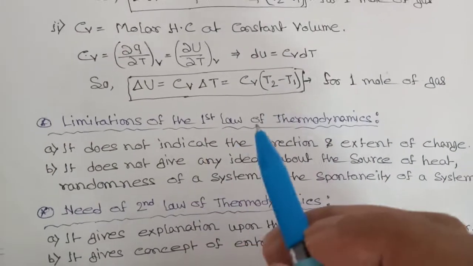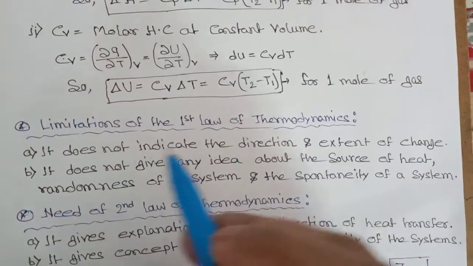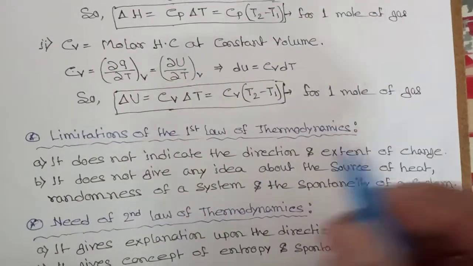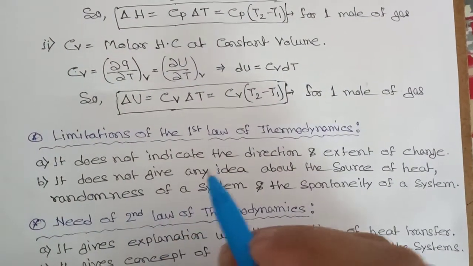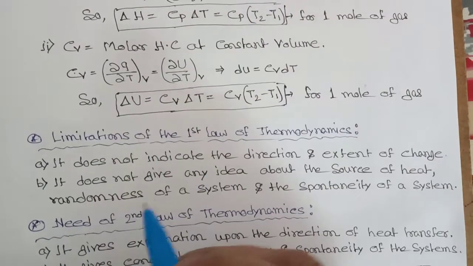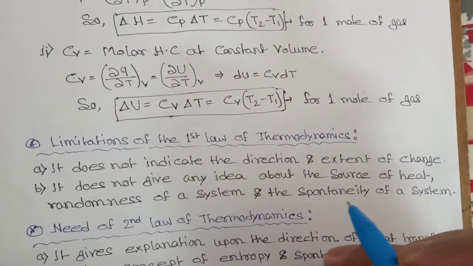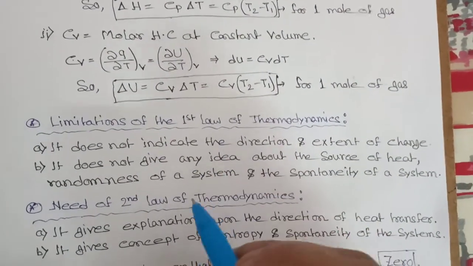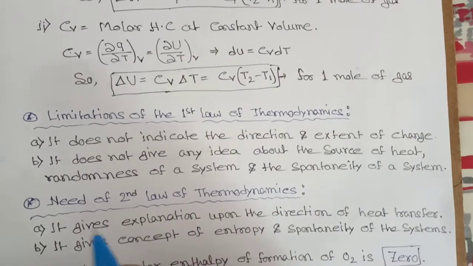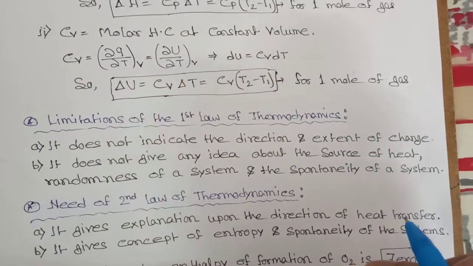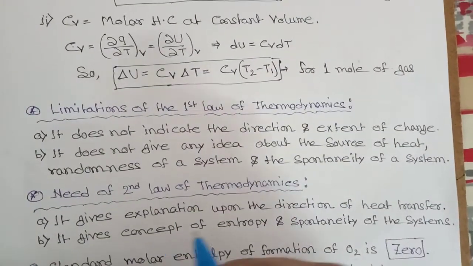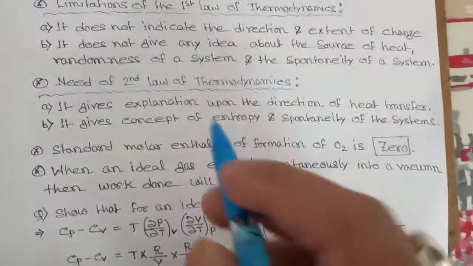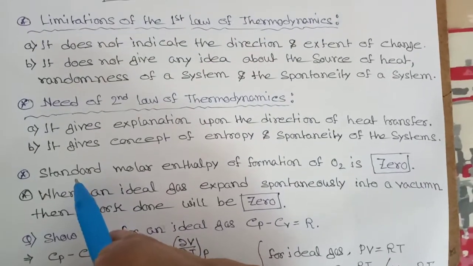Now, limitations of the first law of thermodynamics. It does not indicate the direction and extent of change. Second, it does not give any idea about the source of heat, the randomness of a system, and the spontaneity of a system. In order to overcome this problem, we need the second law. The second law gives an explanation of the direction of heat transfer, and it gives the concept of entropy and spontaneity of the system.